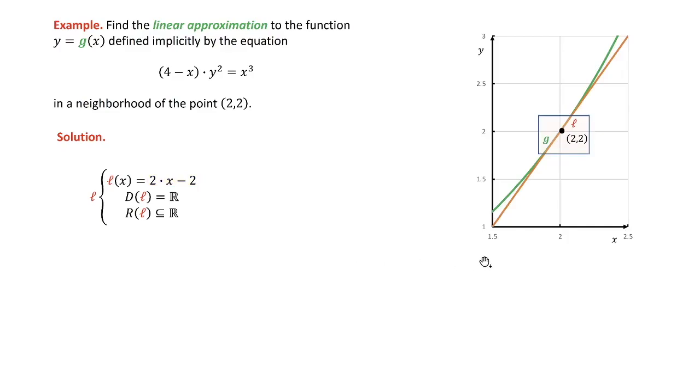And if I have my picture, that's what I have. It's not bad. You can see if the function isn't changing drastically, the linear approximation is pretty good. The neighborhood can be larger.